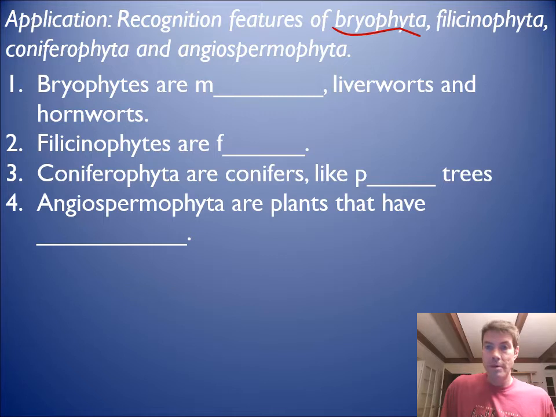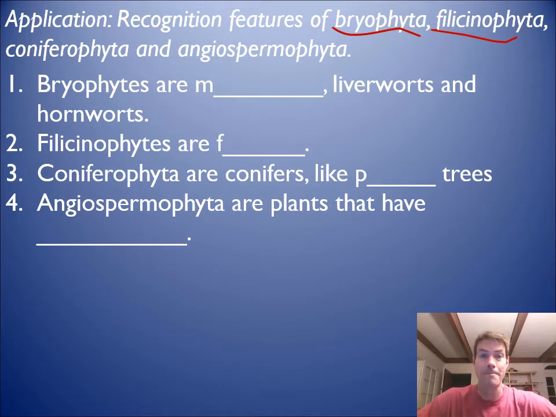So you should be able to identify bryophytes, filicinophytes, coniferophytes, and angiospermophytes. Bryophytes, you've heard of moss before, I'm sure. Usually growing on the north side of the buildings, but not always. It's wherever it's cool and moist. Usually that's the north side. It gets less sun exposure, cooler. Liverworts and hornworts, something you're not really familiar with. I'm going to give you a picture of that, or you can look it up.